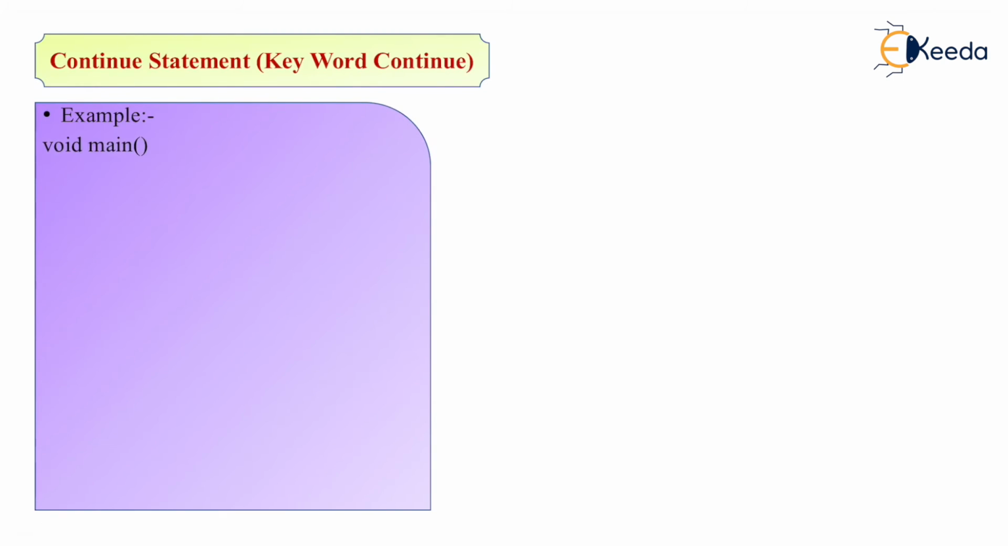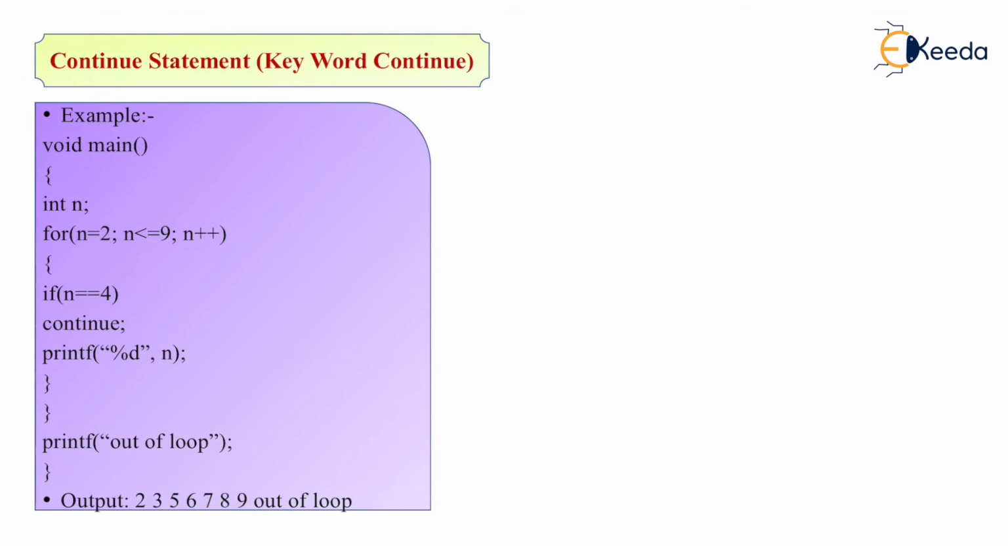For example, inside void main, we are saying int n. Then we are saying n is equal to 2, n is less than or equal to 9, and n plus plus. So we are displaying the values from 2 to 9. But in the for loop, we are given the condition: if n is equal to 4, then continue. Then printf n, and printf out of the loop.